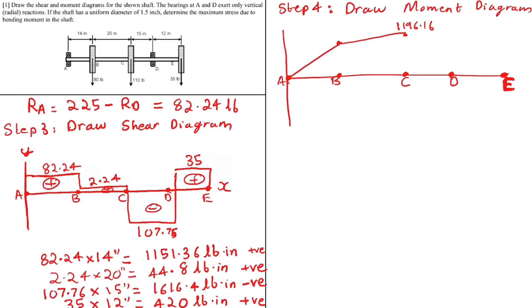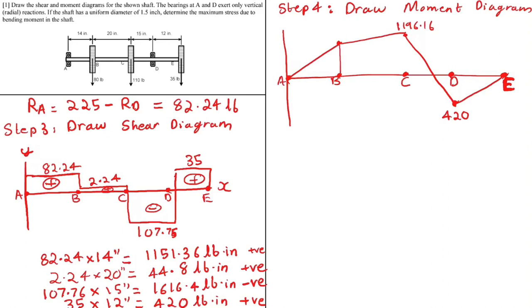The next value is 1616.4, but in the negative direction. Since 1616 is greater than 1196, the graph will go to the negative axis. So let's put a point somewhere over here and join these two. And this value is actually going to be 420, but in the negative direction. And then the last value, as we can see here, we calculated it to be 420, and the moment diagram always has to end at the 0 mark as well.